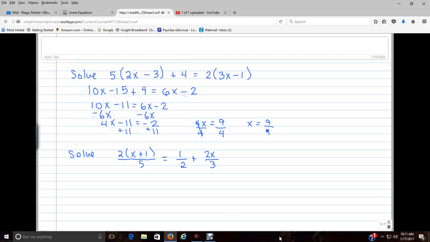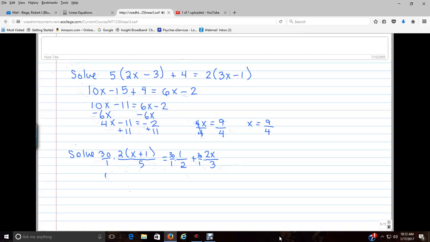All right, now in our second equation, first thing we want to do is clear fractions. Now to clear fractions, we look at all of our denominators. We have a 5, a 2, and a 3. The common denominator for 5, 2, and 3 is 30. We're going to multiply every single fraction by 30. So I'm going to multiply this first fraction on the left by 30 over 1. I'm going to multiply this second fraction on the right by 30 over 1, and I'm going to multiply this third fraction by 30 over 1.